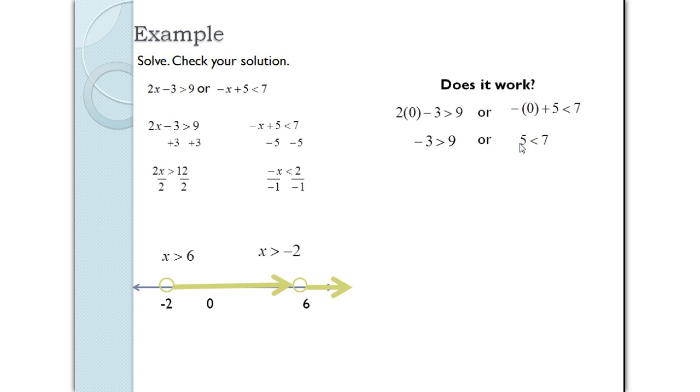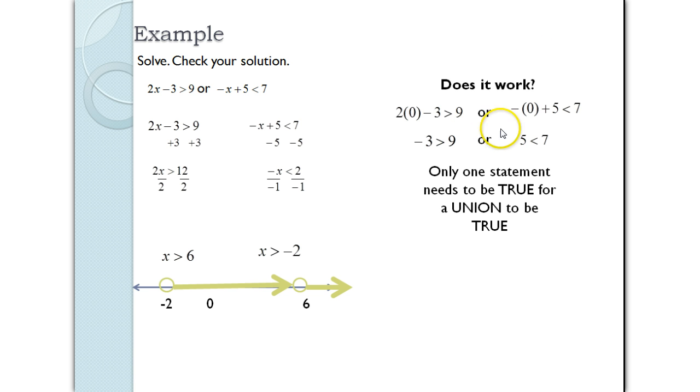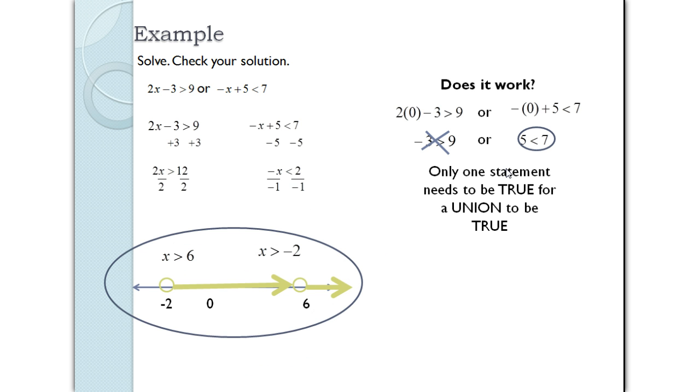Now remember, we're talking about a union. For a union to be true, only one of these statements needs to be true. As long as one of those is true, my entire inequality is true. My first statement is -3 is greater than 9. Well, that's not true. My second statement is 5 is less than 7. That is a true statement. So I know that my compound inequality is true. That is the correct answer.